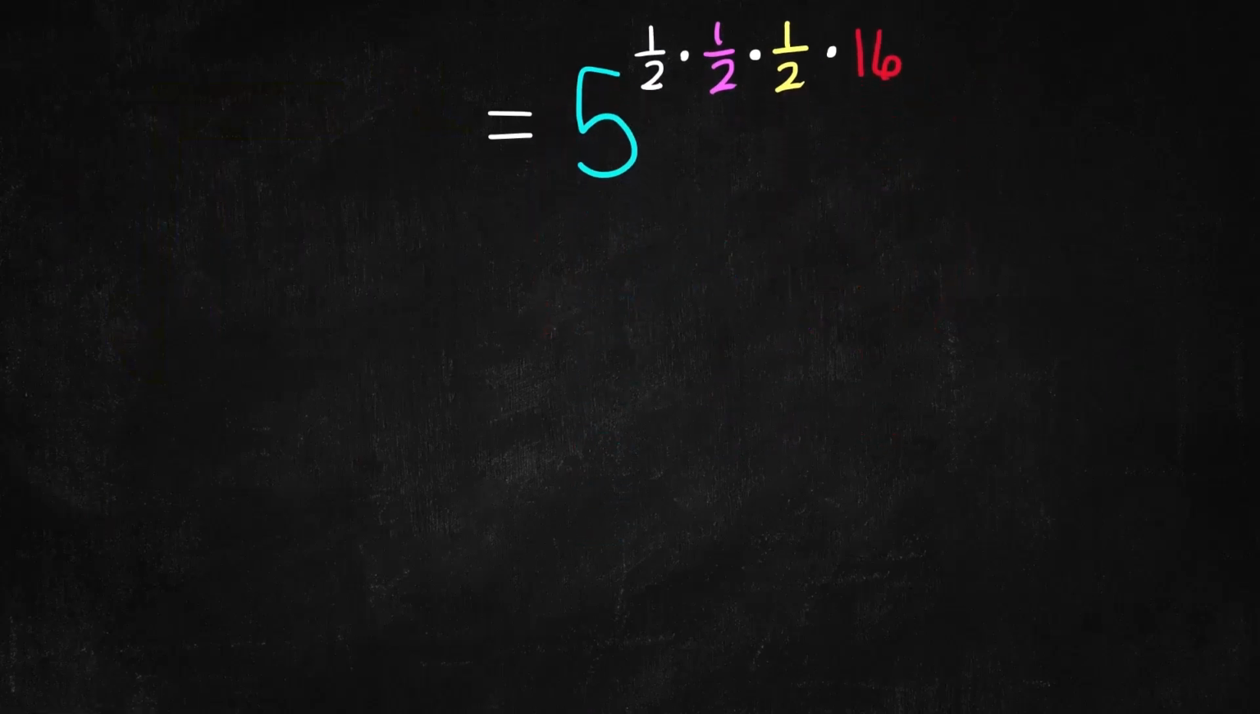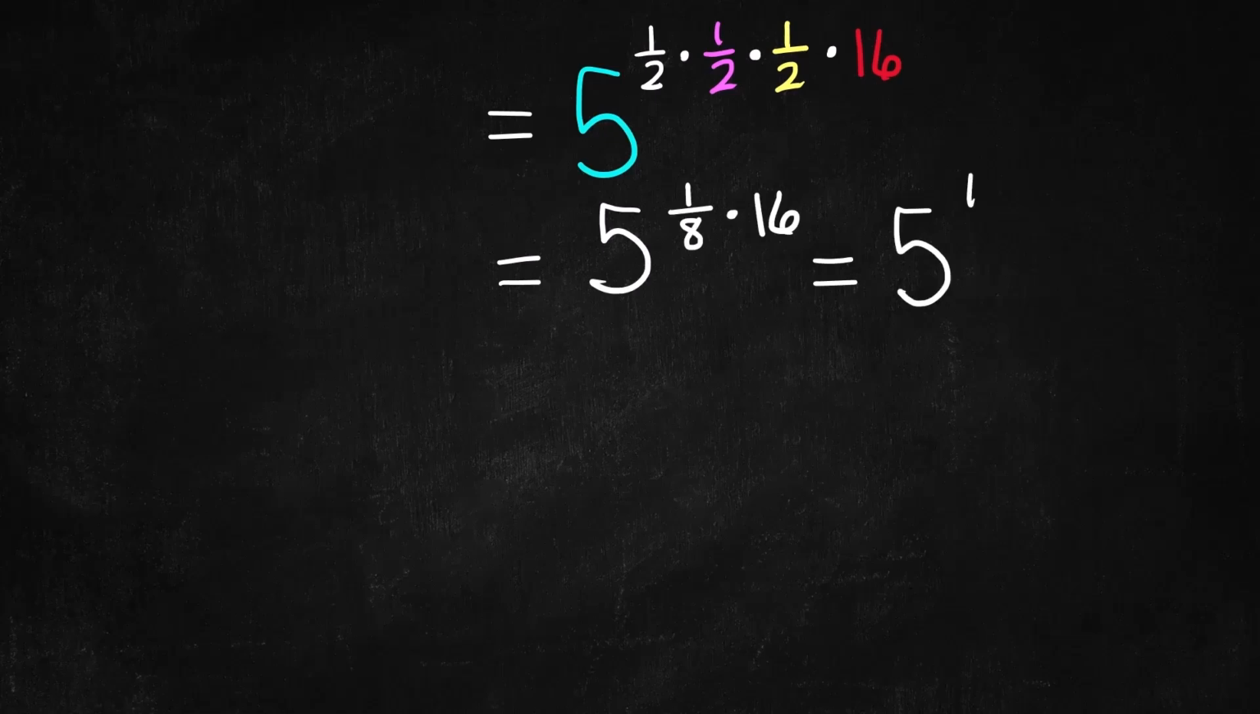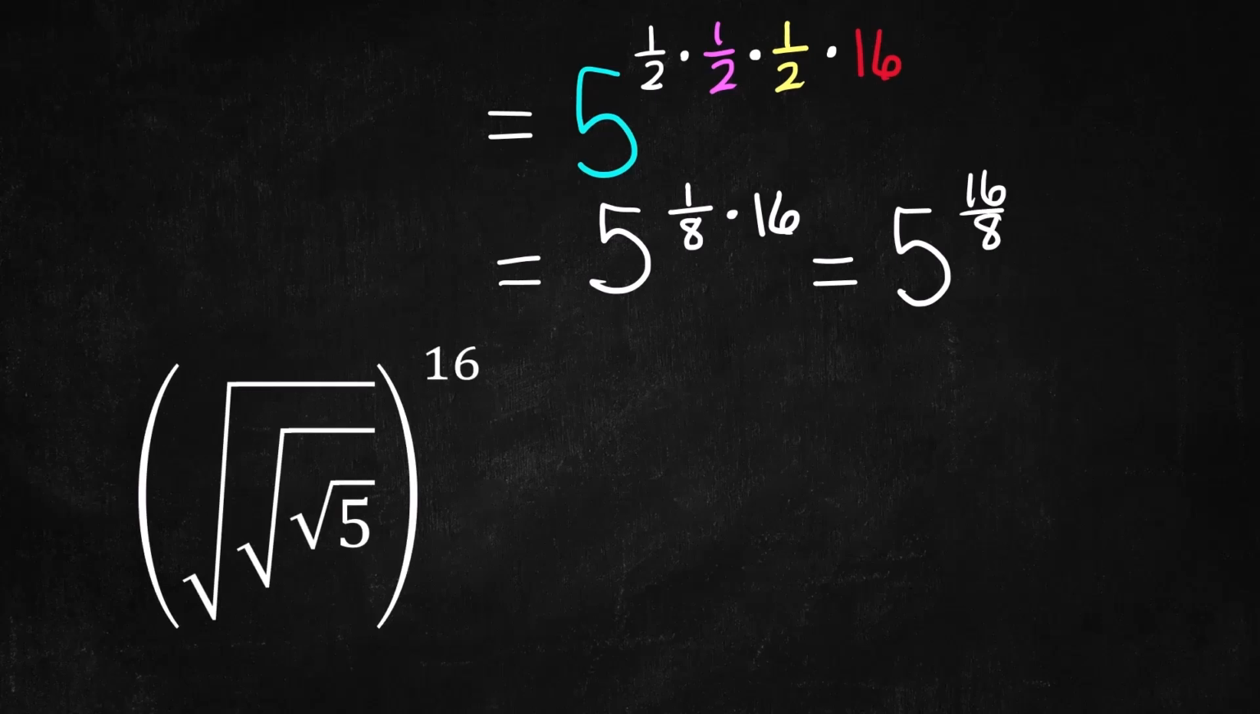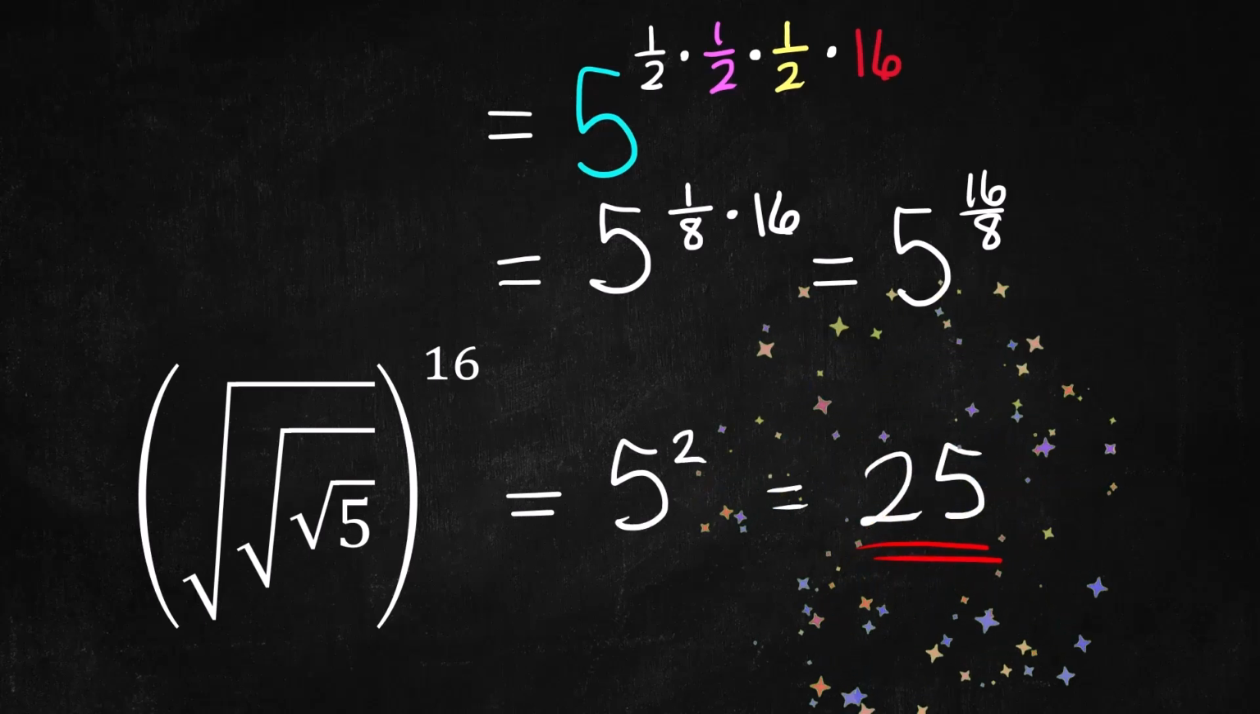When you multiply 1/2 times 1/2 times 1/2, that's 1/8. And now we have 5 to the 1/8 times 16, which is 5 to the 16 over 8. So the fun, ugly little thing we started with actually simplifies to being 5 squared, which is 25. I didn't see that coming.